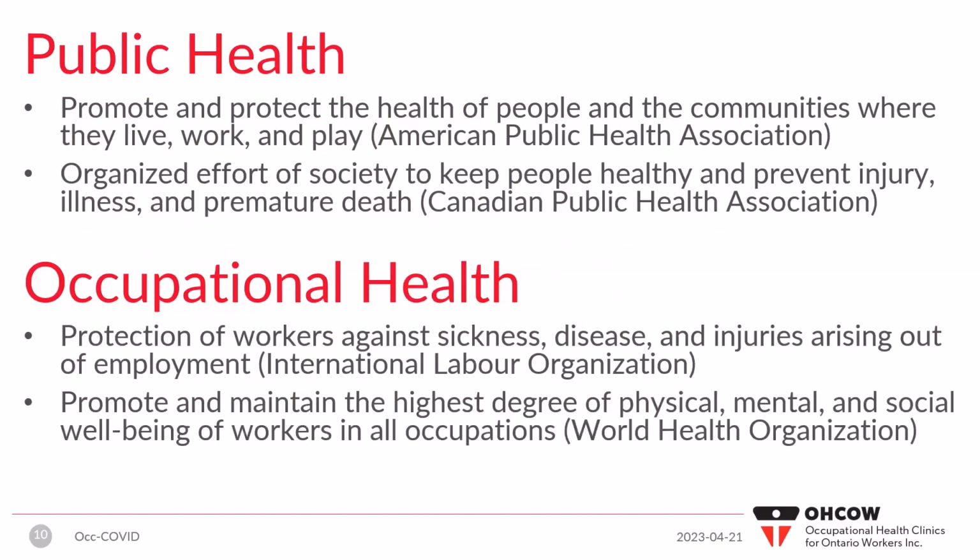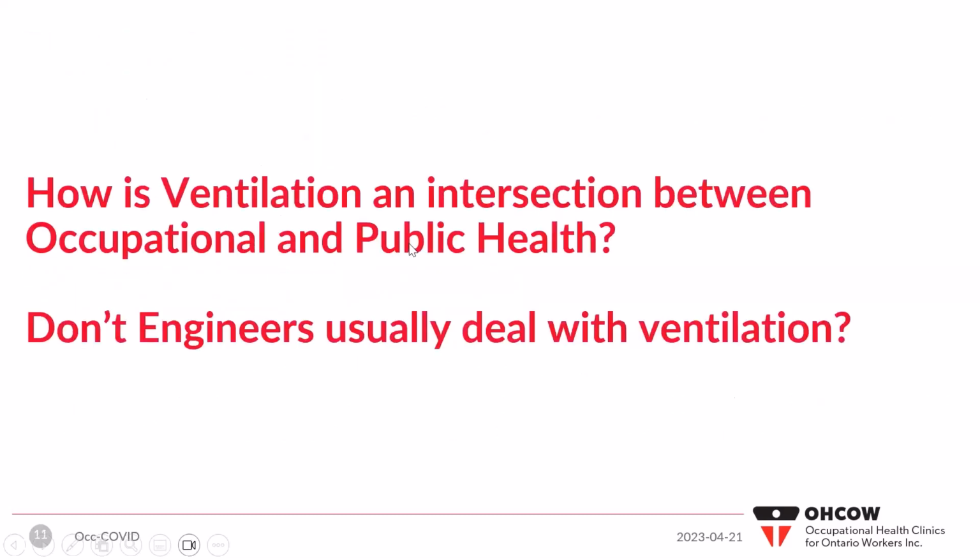Well, first, let's take a step back and talk about what is public health. So I've got two definitions up. One is promote and protect the health of people and the communities where they live, work, and play. And another definition is organized effort of society to keep people healthy and prevent injury, illness, and premature death. Okay, so what is occupational health? Again, I've picked two definitions. Protect workers against sickness, disease, and injuries arising out of their employment, and promote and maintain the highest degree of physical, mental, and social well-being of workers in all occupations. So when you listen to those definitions, I think you can see how there is nice overlap in what we do.